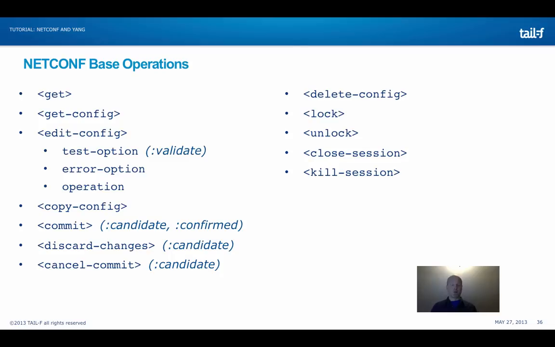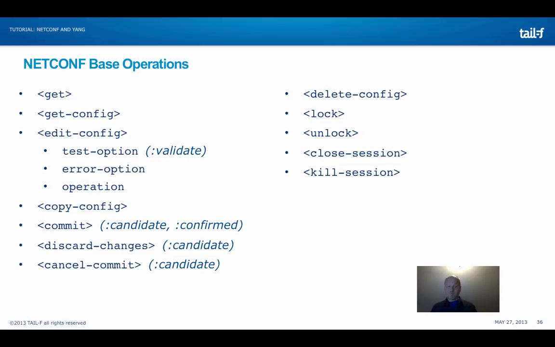Edit-config. Obviously, that's a way to manipulate the config, and you can delete and add and modify. It comes with a couple of options here. You can have the test option, what should happen. Should you test and then set, or should you just blindly set, or should you only test and then return? Some error options, and you can also specify an explicit operation such as delete, etc. Copy-config is used to copy configuration data from one data store to another, for example, from running to startup.